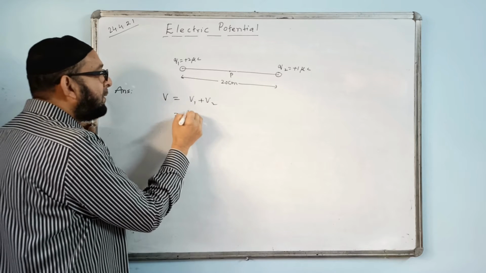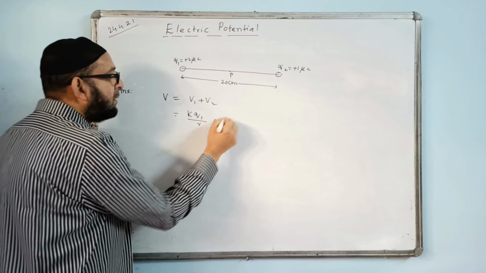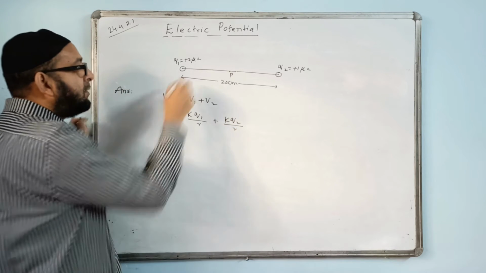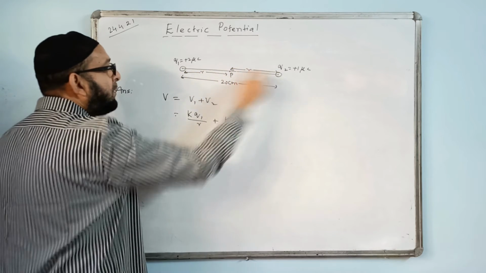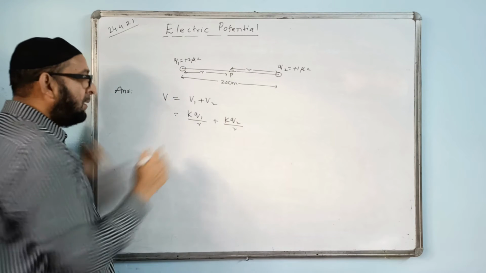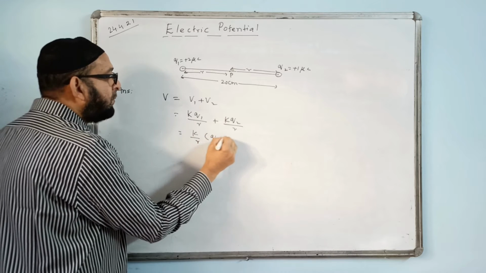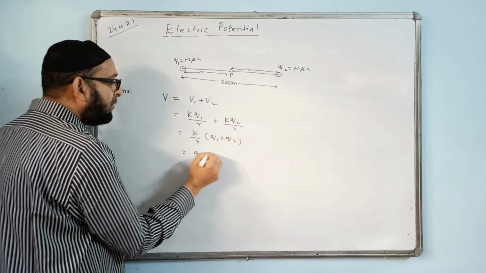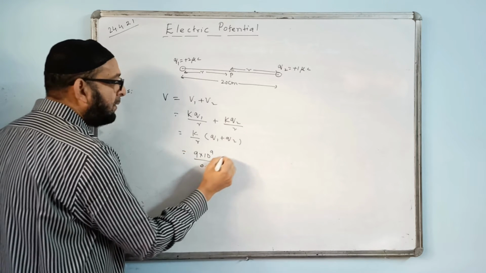So the formula: V1 will become KQ1 by R, the other one also KQ2 by R, because the distance is the same, midpoint. This is also R, this is also R, that means 10 centimeter and 10 centimeter. You can take K by R as common, and here you get Q1 plus Q2. K value you put 9 into 10 to the power 9, and the value of R is 10 centimeter, that means 0.1 meter.